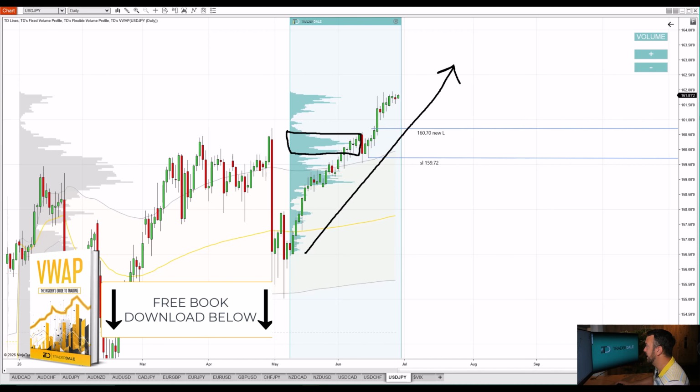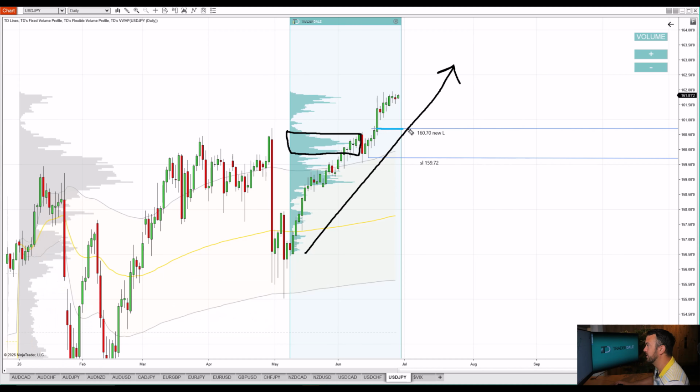In this case, I'm looking to trade from this level, which is at 160.70. As you can see, it is at the beginning of the heavy volume zone, and I want to see a pullback to that level and go long from there. Now, the volume cluster here is not the only reason behind this level. There are also two more reasons behind it.